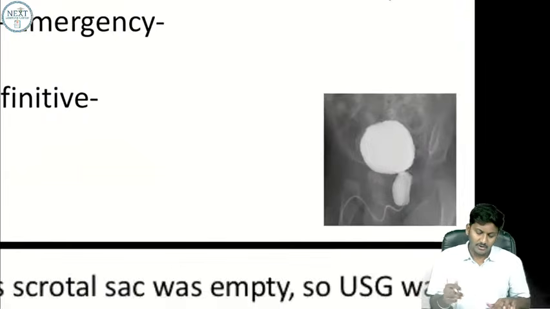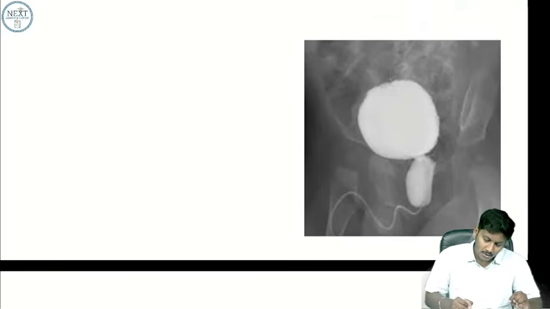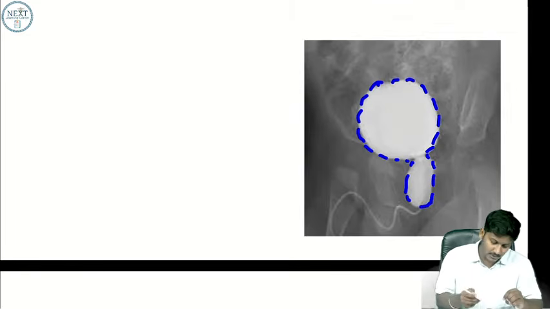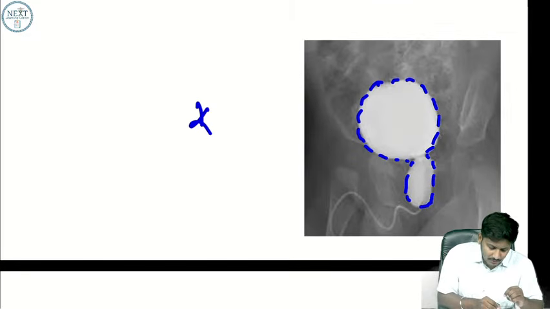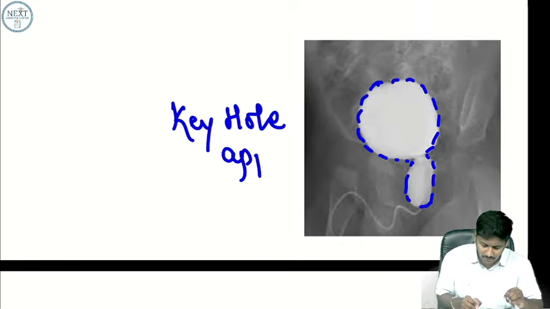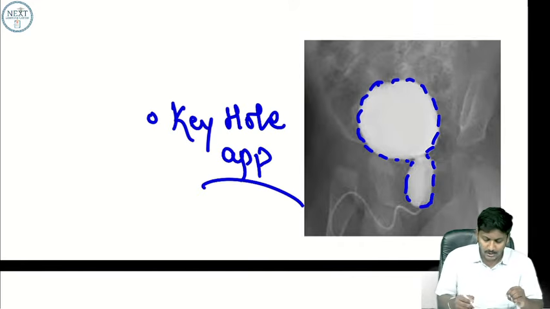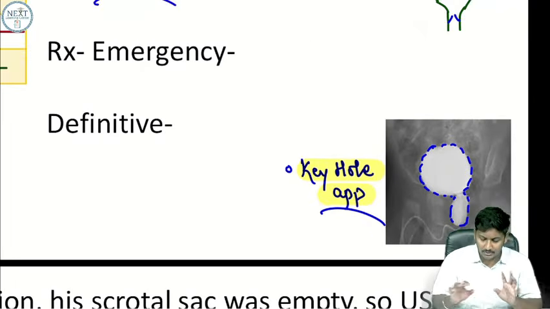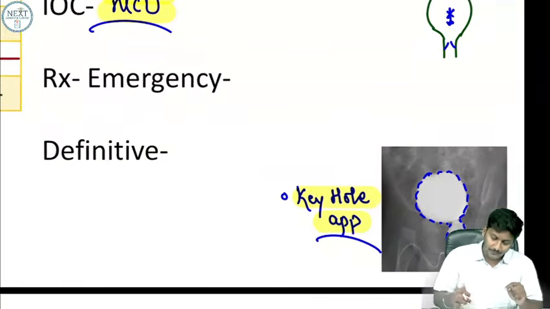So when you do a micturating cystourethrogram, you are able to see this classical picture over here. Which kind of appearance is seen? A classical appearance called the keyhole appearance. Whenever an ultrasound or MCU shows a keyhole appearance, we know it is a case of posterior urethral valve. Another question from keyhole, ENT say, let me know: keyhole glottis is a feature of which condition? Keyhole glottis is seen in which condition? Let me know.